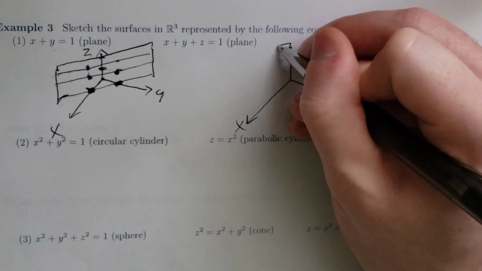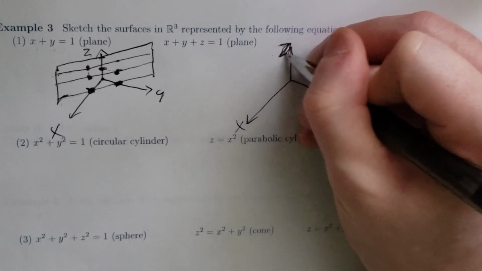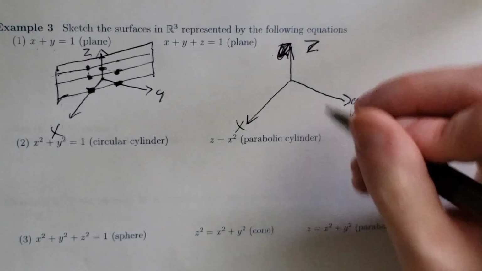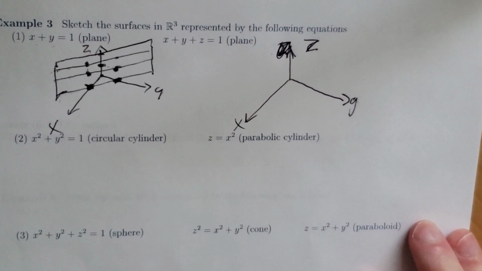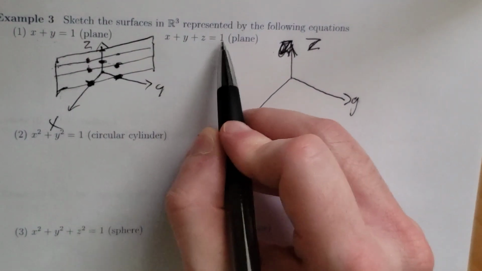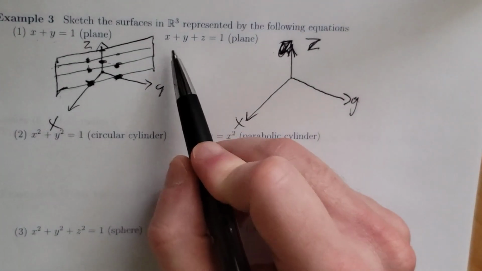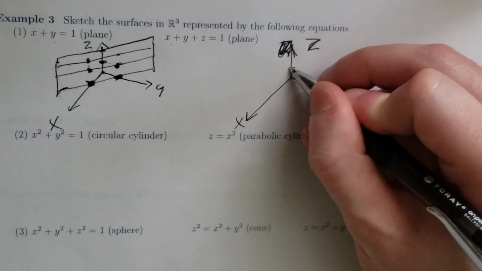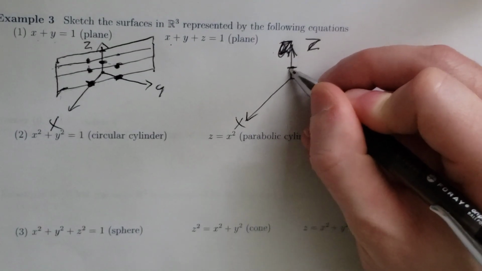Oh, Z. Oh, I can't draw. Let's go straight up. All right, and so x plus y plus z is equal to 1 now. Well, if x and y are 0, then z equals 1. So we can plot that.